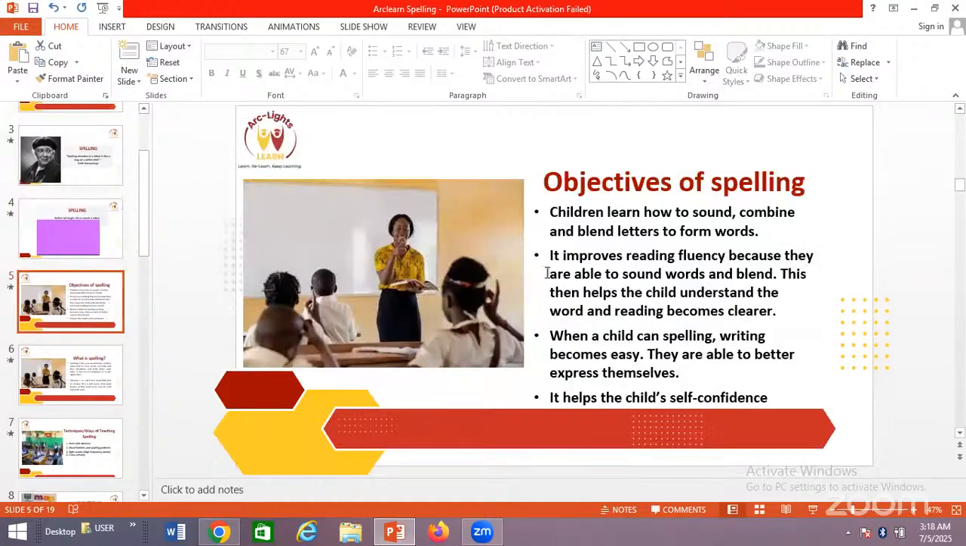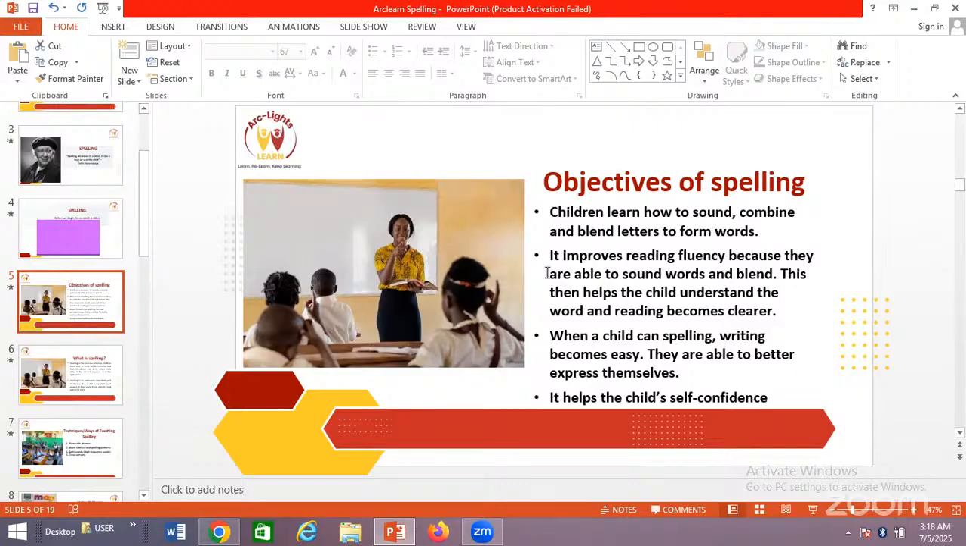Now, what are the objectives of spelling? Why do you teach spelling? Why should children know how to spell? Children learn how to sound, combine and blend words to form words, so they'll be able to form words and then spell. It improves reading fluency because they are able to sound words and blend. This helps the child to understand the word and reading becomes clearer. So spelling makes reading easier and clearer.